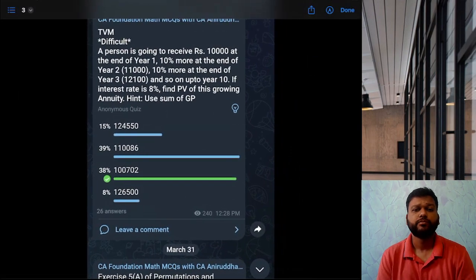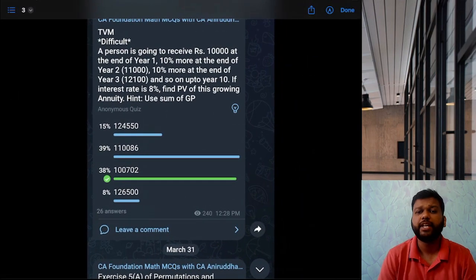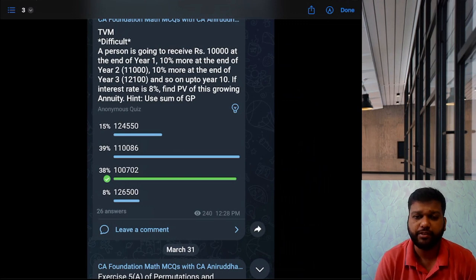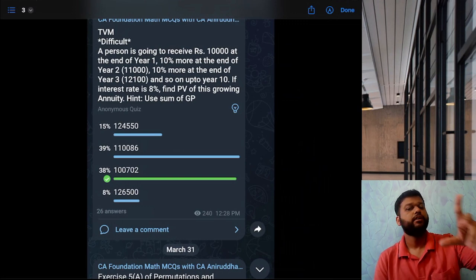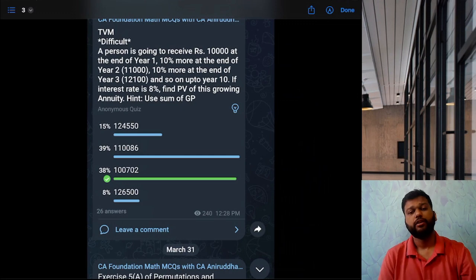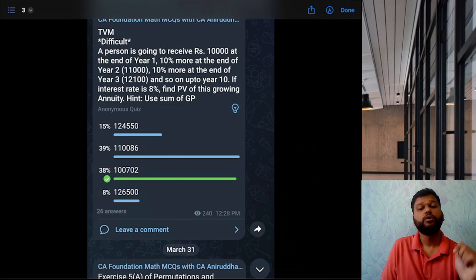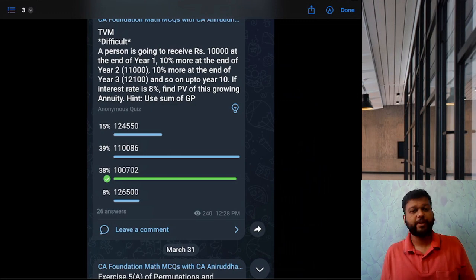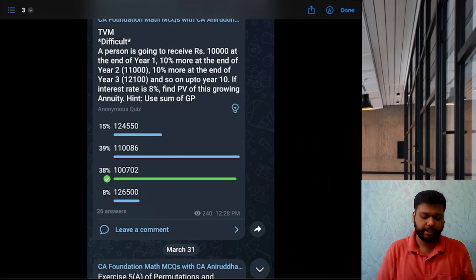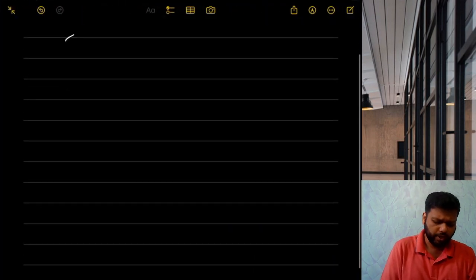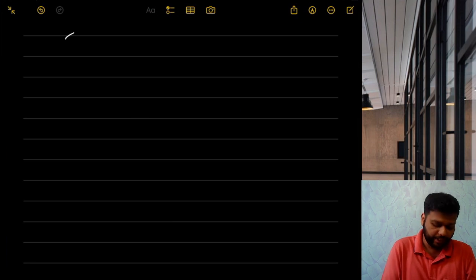Next, TVM. A person is going to receive 10,000 rupees at the end of year 1, 10% more at the end of year 2, 10% more at the end of year 3, and so on up to year 10. If interest rate is 8%, find PV of this growing annuity. Now this is not an annuity with constant payments, this is growing. Okay. So this is nothing but a GP, geometric progression. So we don't know the formula for growing annuity, but we can still know the formula of GP, right? So let's use it. What do we want? First year he is going to receive 10,000, right?